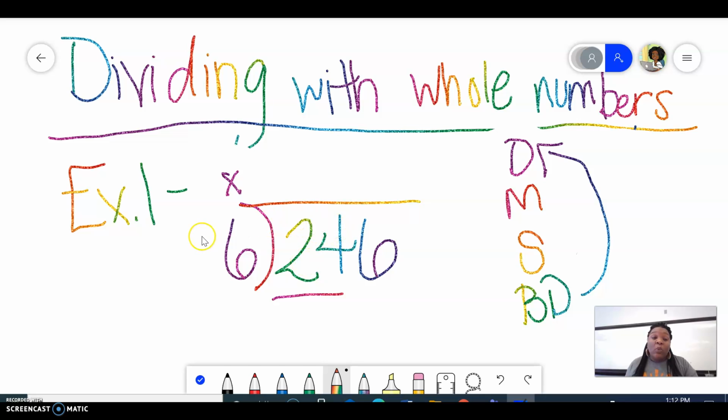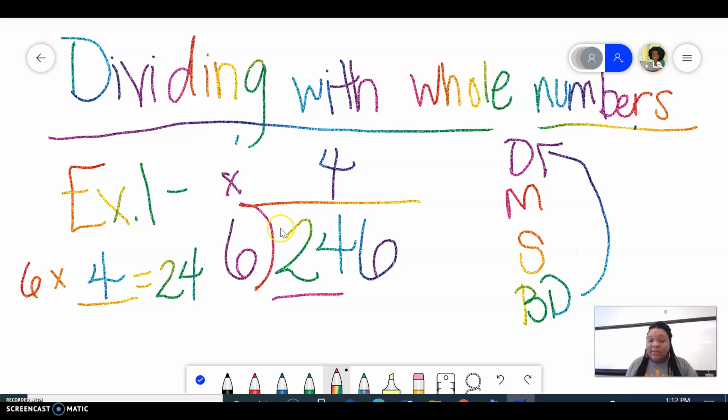When Ms. Neville says that, I'm really asking, 6 times what will equal 24? Can you tell me the answer here? 4. Very good. So I'm going to write 4. It's the first digit of my quotient. Okay, and so I followed step 1. I divided.